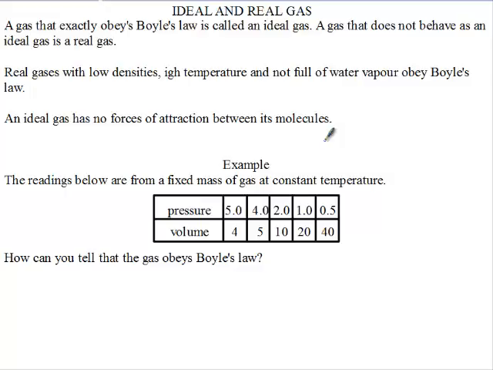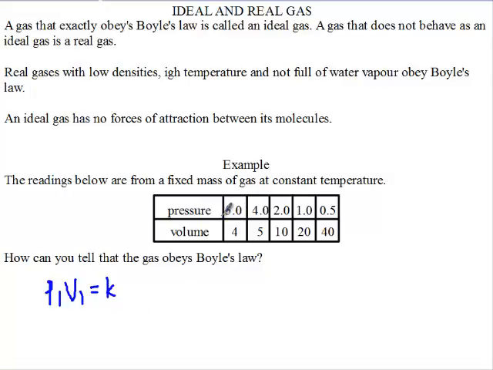Okay, now let's see this example. The example is giving us a table, and then the question says, how can you tell that this gas obeys Boyle's law? Now with Boyle's law, we know that P1 V1 should be equal to a constant, or P1 V1 should be equal to P2 V2.